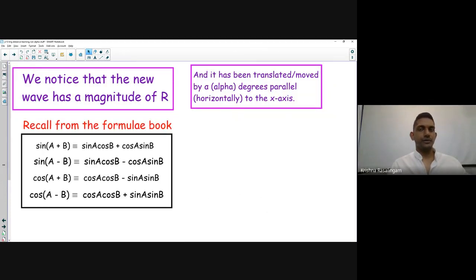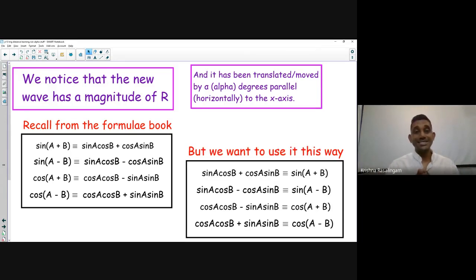So to do this, we need these formulae again that are from the formula book, but we need to interpret them the other way around. So it might help you just to write the formula the other way around when you're doing these questions. Don't copy it exactly as you see it from the formula book. Just switch the equal sign over, or the equivalent sign over. Because what we're going to be looking to do is match coefficients.